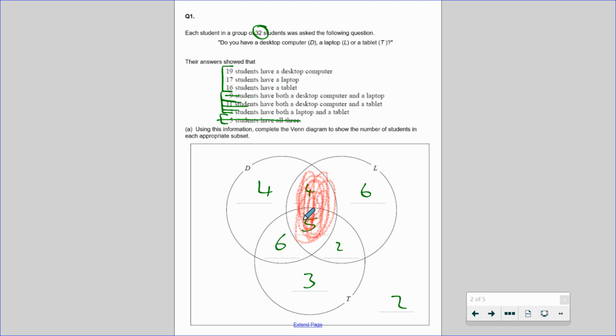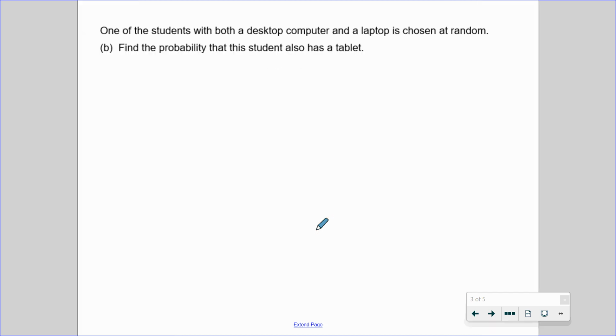Now, from that 4 and 5, the probability of someone owning a tablet is 5 out of the total 4 plus 5, which is 9. And that's what I'll put. This is basically 5 ninths. In probability terms, this is actually a conditional probability.